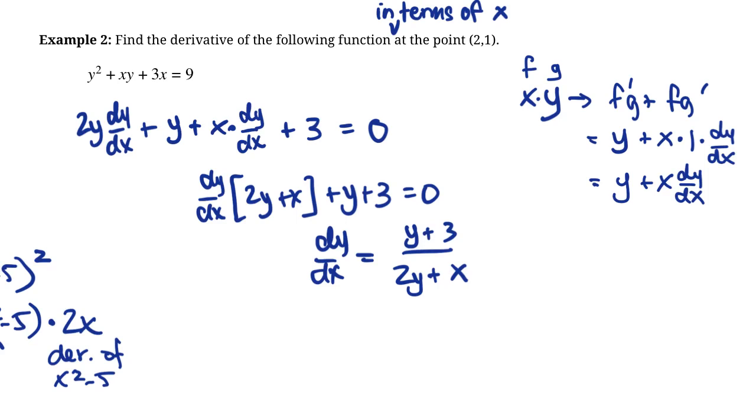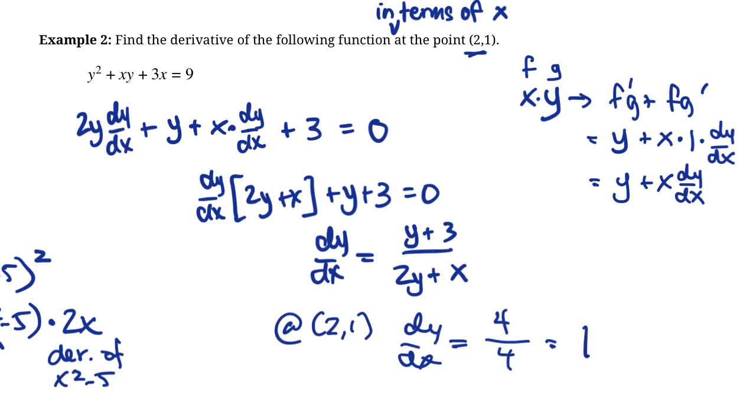Now the question actually asks us to find the derivative at the point 2, 1. So if we know that point 2, 1 is a point on the graph, we can easily just plug in. At 2, 1, the derivative is just going to be, the y value is 1, plus 3, so 4, over 2 times y, so 2 times 1, plus 2, that's 2 plus 2, 4. So this just equals 1.